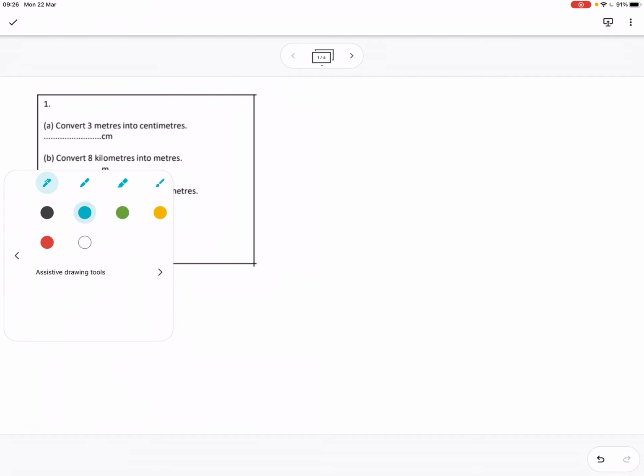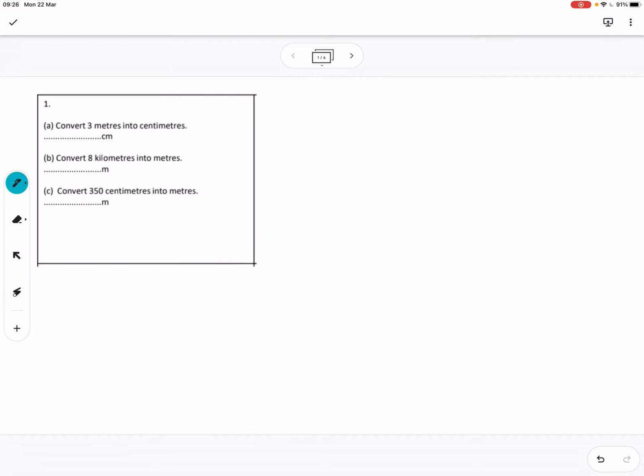Now, we've been talking a lot about the importance of showing your workings out. In this case, really, you just need to show the calculation that you're doing. So, I've got 3 metres, and there are 100 centimetres in every metre. So, 300 centimetres. And we're also making sure we're stating our units.